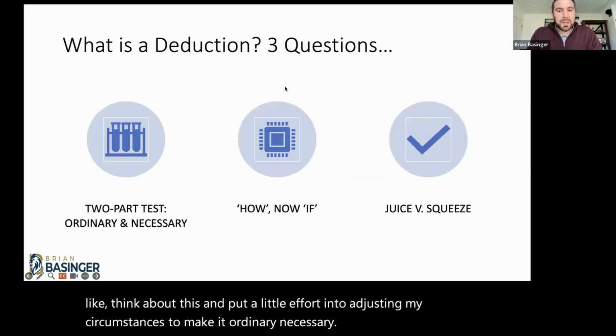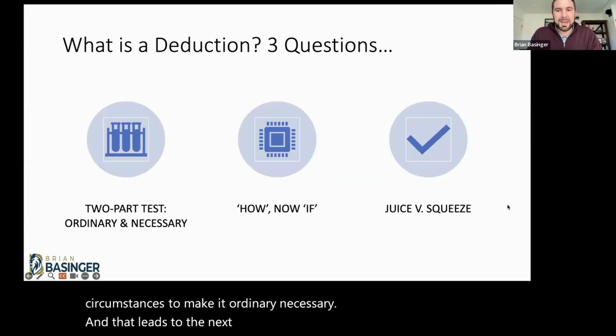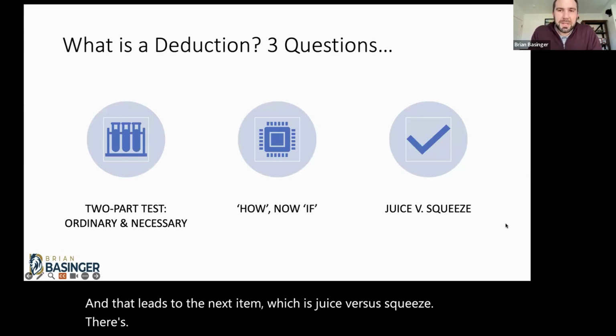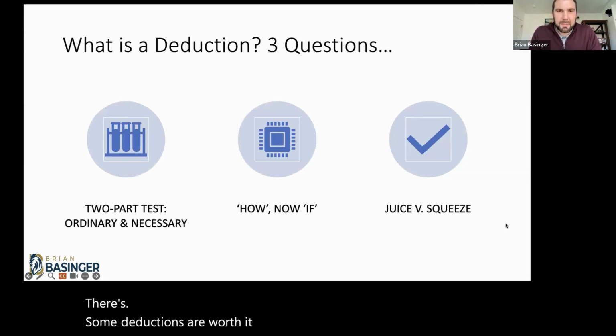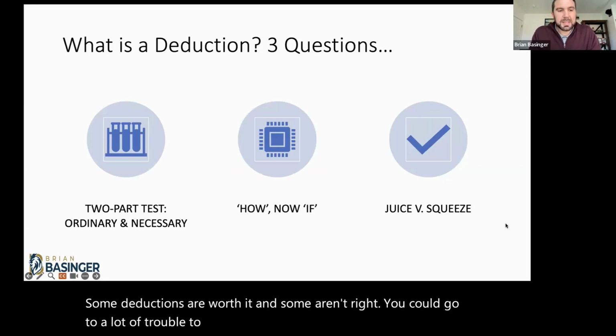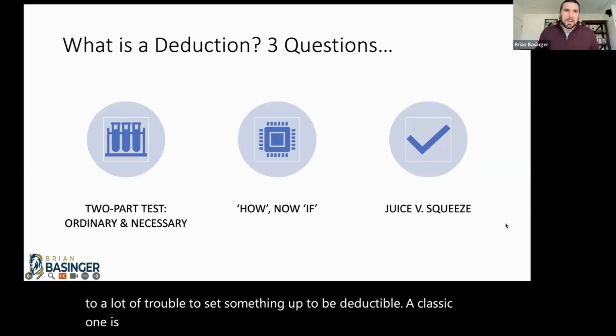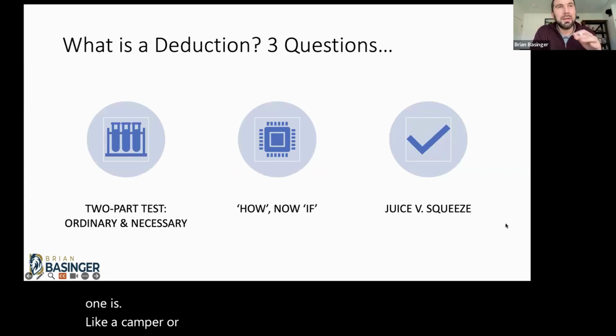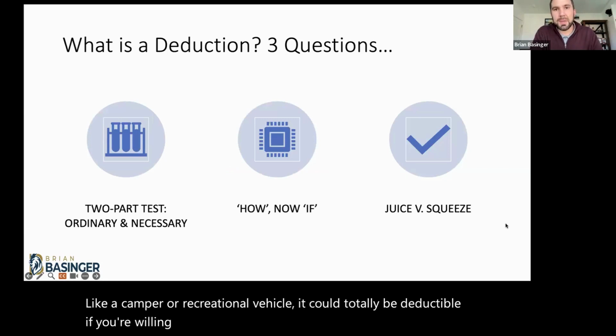And that leads to the next item, which is juice versus squeeze. There are some deductions that are worth it, and some that aren't. You could go to a lot of trouble to set something up to be deductible. A classic one is a camper or a recreational vehicle. It could totally be deductible if you're willing to set it up in a business.